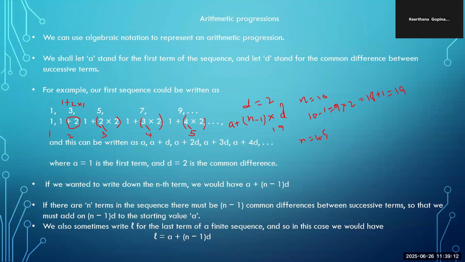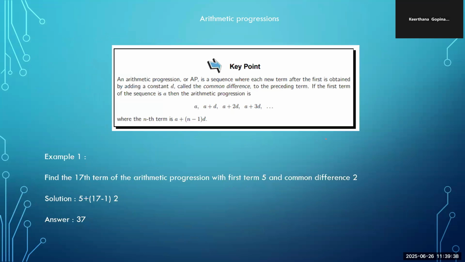sometimes the problem will be 1, 3, 5, 7 is a series. What is the 45th term? They will ask. What is the last term? And the last term will be a plus n minus 1 into d. That is the formula we are seeing. Find the seventh. In problems, they may not give you the actual series.